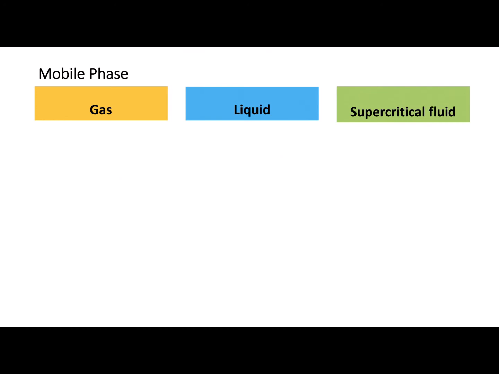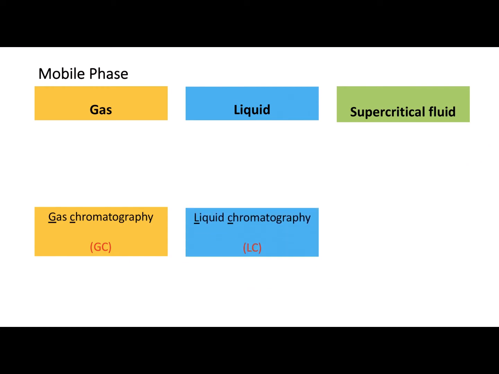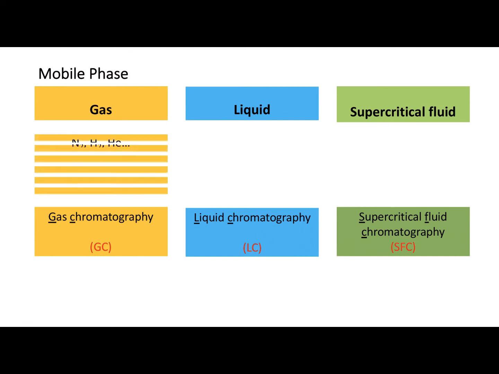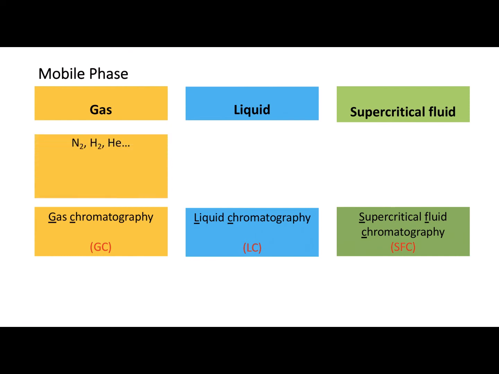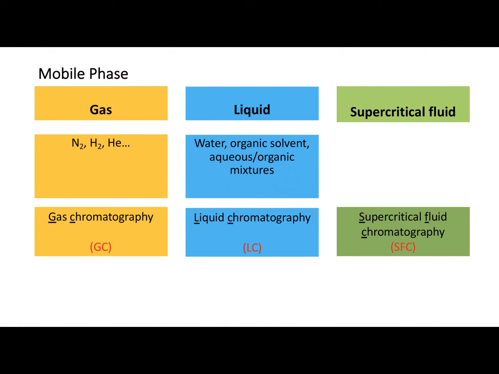For example, if the mobile phase is gas, you will have gas chromatography, GC. Similarly, liquid chromatography, LC, uses liquid as its mobile phase. Supercritical fluid chromatography, SFC, utilizes supercritical fluid as its mobile phase. The common types of gas mobile phase include nitrogen, hydrogen, helium, and so on. The mobile phase used for LC includes aqueous solvent, organic solvent, and even a mixture of aqueous and organic solvents. Supercritical fluid, which is a solvent under supercritical conditions, can also be used as the mobile phase for column chromatography.